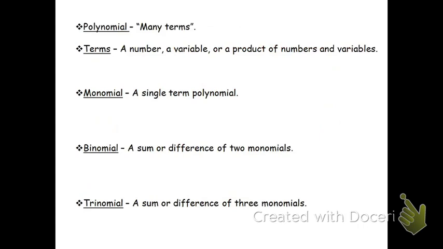First, let's look at some terms here. A polynomial comes from the Greek meaning many terms. A term is a number, a variable, or a product of numbers and variables. So a term could just be the number 3, or it could be the letter A, or it could be 3A. Okay. A monomial is a single term polynomial. So each of these up here are all monomials. They're single terms.